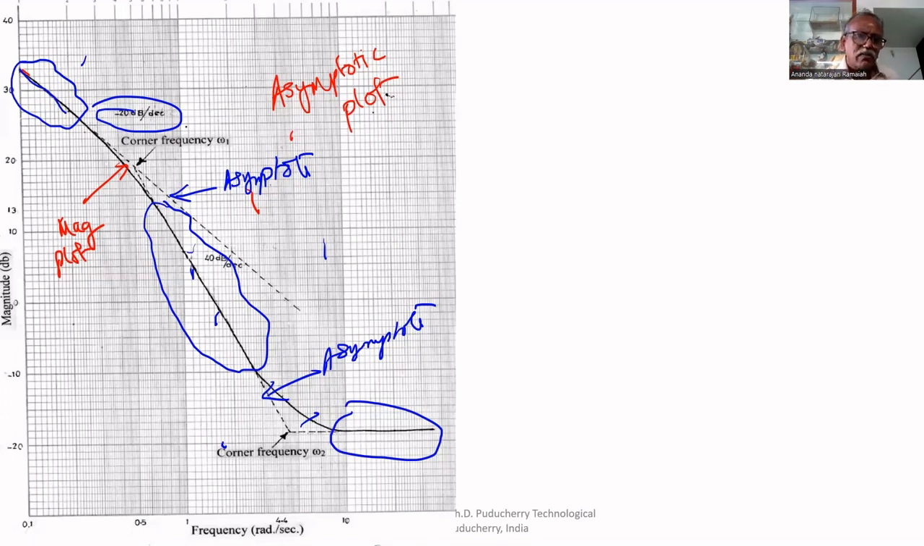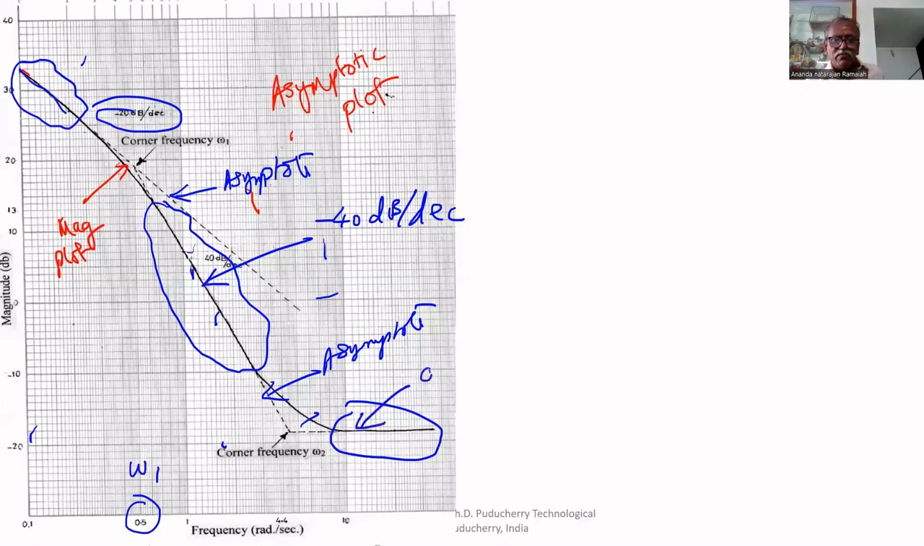We know the corner frequency. The first asymptote and second asymptote meet at 0.5. That is the corner frequency 1, omega 1. One corner frequency we got. What is the slope here? The slope of this line is minus 40 dB per decade. The change in slope is minus 20 dB. Here this minus 40 dB becomes 0 dB per decade.